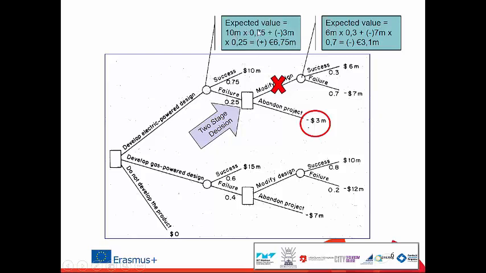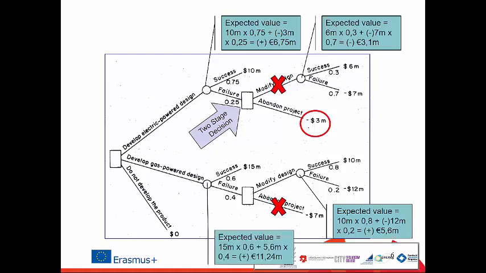So we create that calculation. That's 10 million times the odds plus the minus 3 million coming from this place times the odds, which gives us plus 6.75. And we repeat the process for the gas power design. We get an expected value of plus 5.6 compared to the loss of minus 7. That's a no-brainer. We will modify the design, so with the 5.6 we can exclude abandoning the project, forget about that.